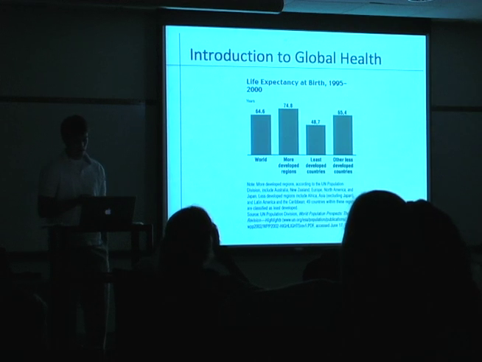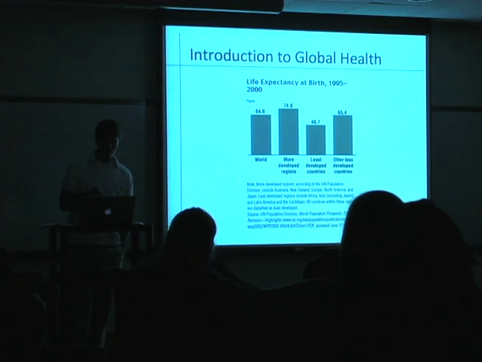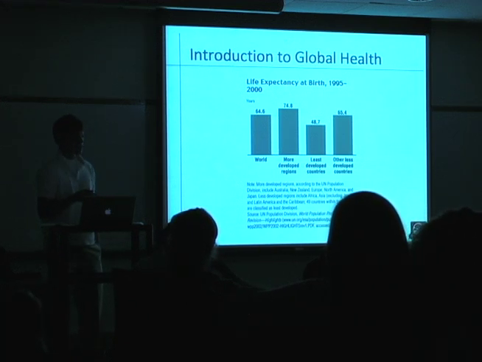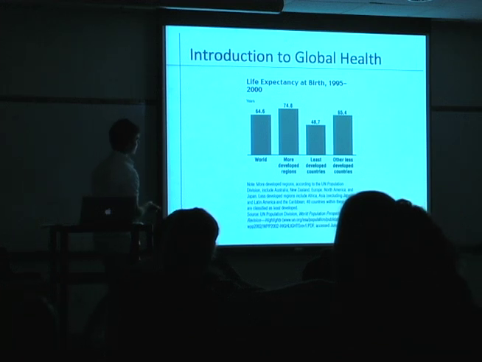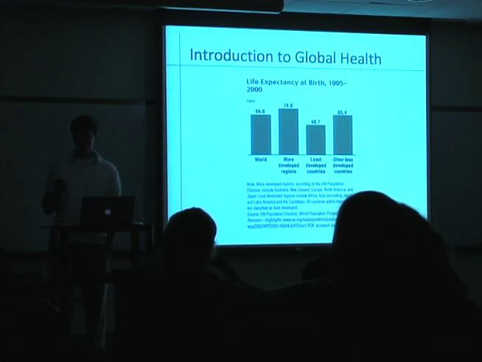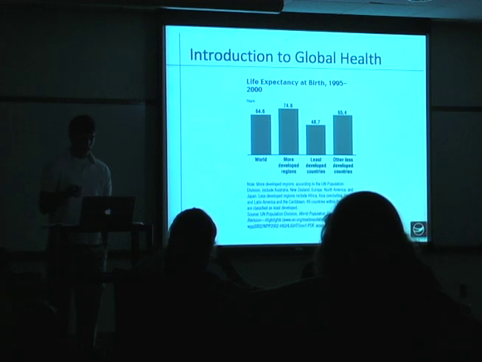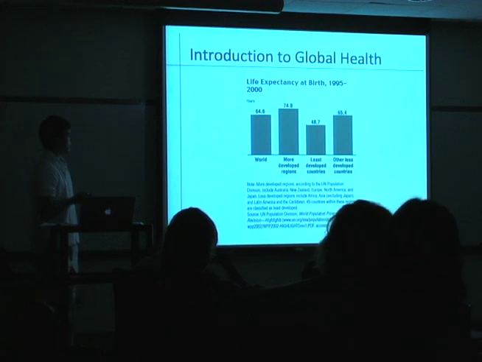And these social fault lines occur across countries, and they also occur within countries. In our global health class, we actually talked about that today. Between regions and countries, we have life expectancy at birth. Up here are the more developed regions, where on average, people live to age 75.